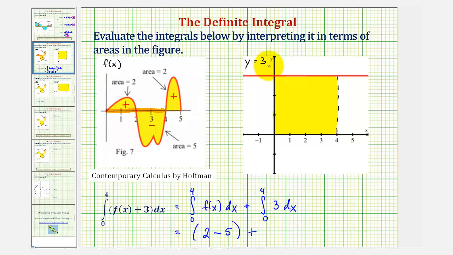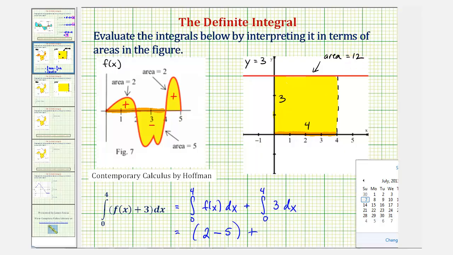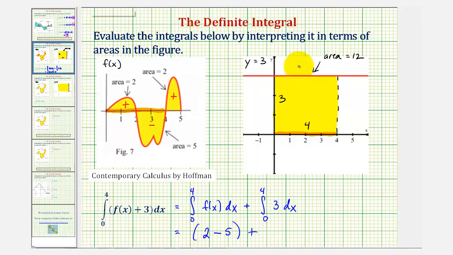Well, again, the function y equals 3 is the horizontal line given here. So over the interval from 0 to 4, notice how the area is above the x-axis, and the area is also just a rectangle. So we can determine this area. The rectangle would be a 4 by 3 rectangle, and therefore the area is equal to 12. And because it's above the x-axis, we know the definite integral over this interval would be positive. So we have plus 12. Well, this would be negative 3 plus 12, which is equal to positive 9.